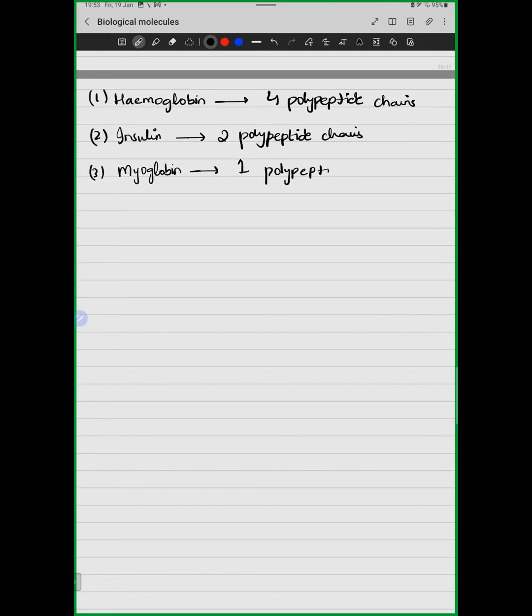Now tell me, which of these would be having a quaternary structure and which of these would be having just a tertiary structure? Which of these would be having just tertiary structure and which of these can possess quaternary structure as well, and why? Okay, so hemoglobin will have a quaternary structure. That's correct. Hemoglobin can possess a quaternary structure.